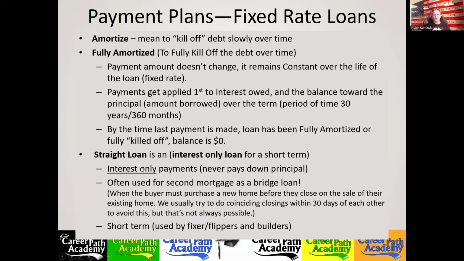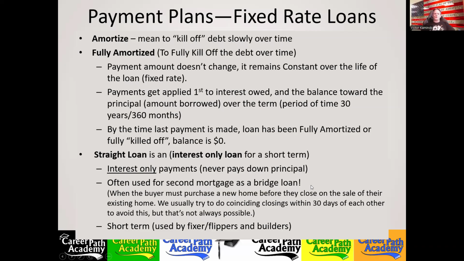A straight loan is an interest-only loan. You'll never pay down the debt, the principal that you borrow. So that's why it's meant for short-term loans only. It's an interest-only payment loan. You're only paying on the interest. This is often used as a second mortgage, as a bridge loan.